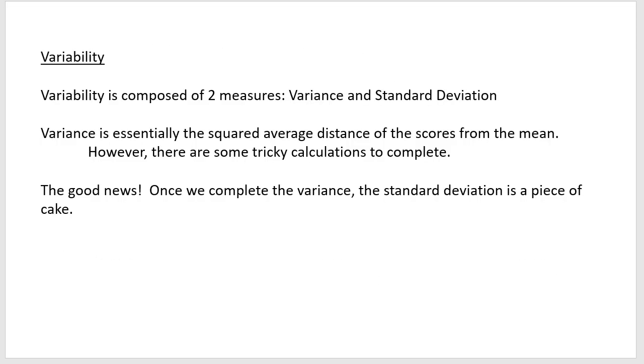So variability is composed of 2 measures, variance and standard deviation. Variance is the squared average distance of the scores from the mean. That doesn't mean a whole lot at the moment, but you'll see what we're talking about. We do have to do some calculations in order to arrive at this number, but once you understand the idea of what we're doing, the calculations won't seem so daunting.